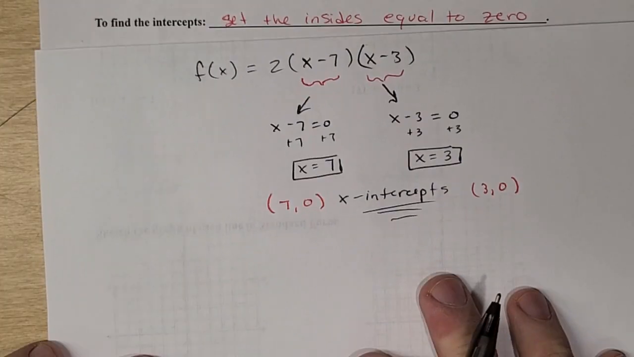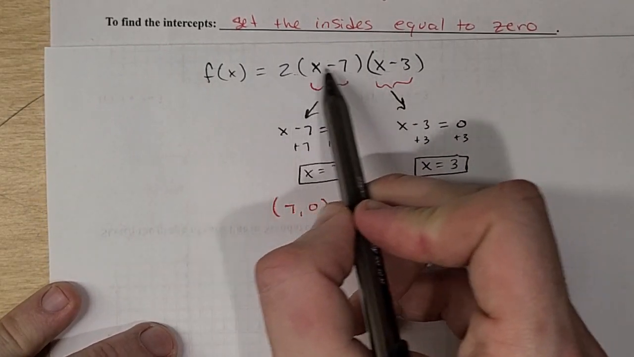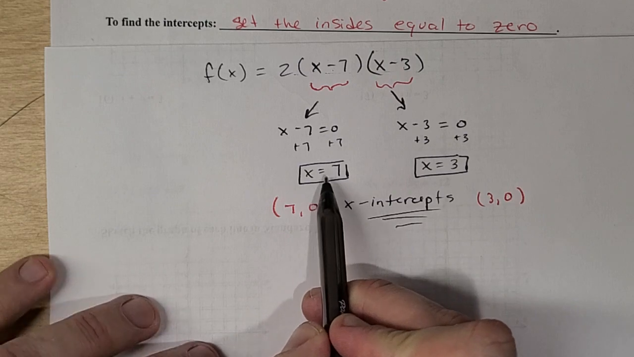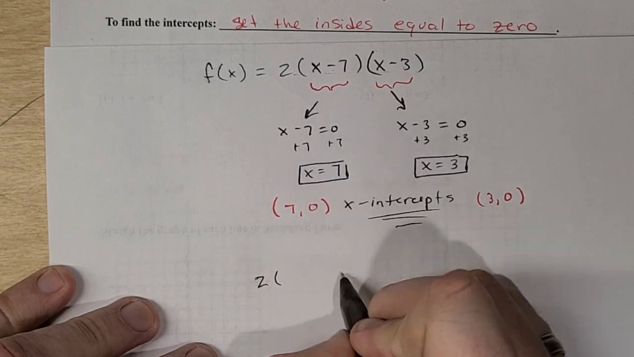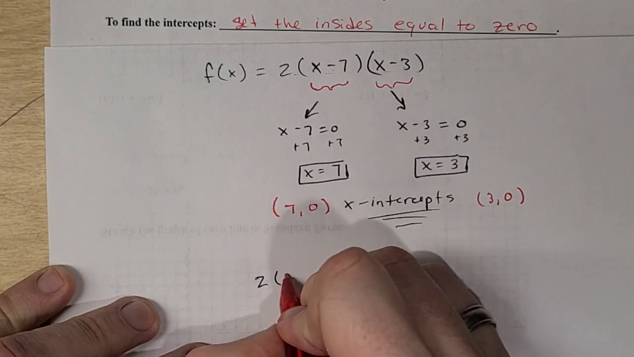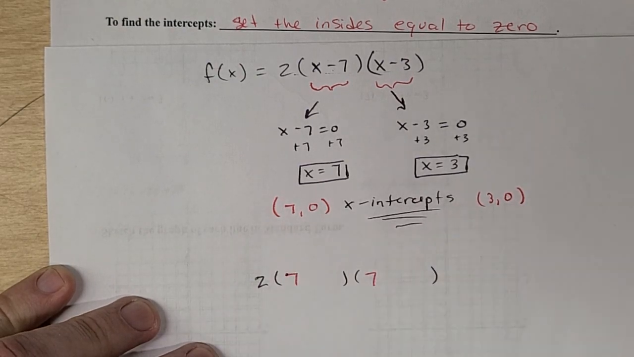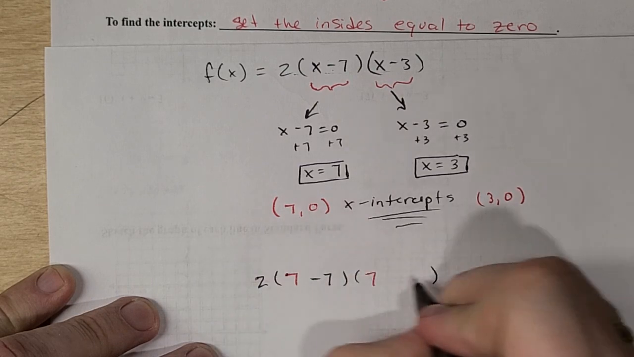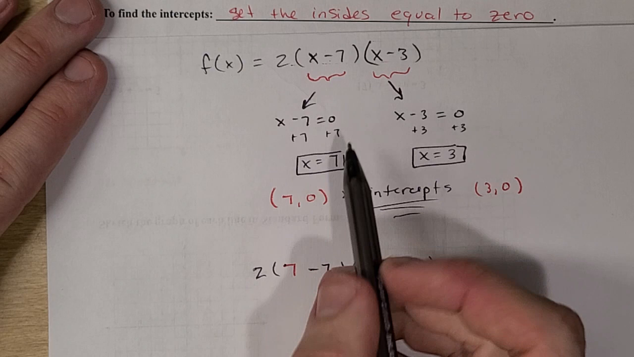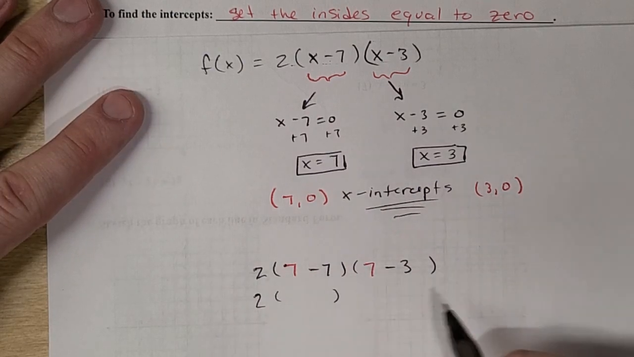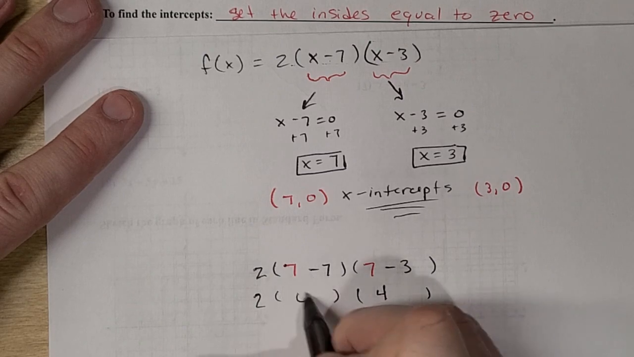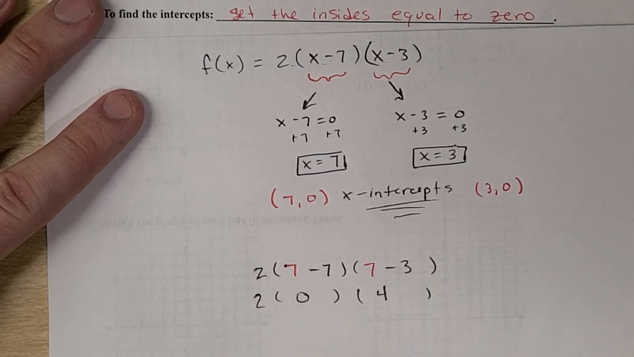And I'm going to show you why. I'm going to come back up here. 2 times (x minus 7) times (x minus 3). What would happen if I plugged in x equals 7? Well, I'm going to plug in 7 for the x's. This is what it would look like if I plugged in 7, right? Instead of the x's: 2 times, well, 7 minus 3 over here is 4. 7 minus 7 is 0. You know what 2 times 0 times 4 is?